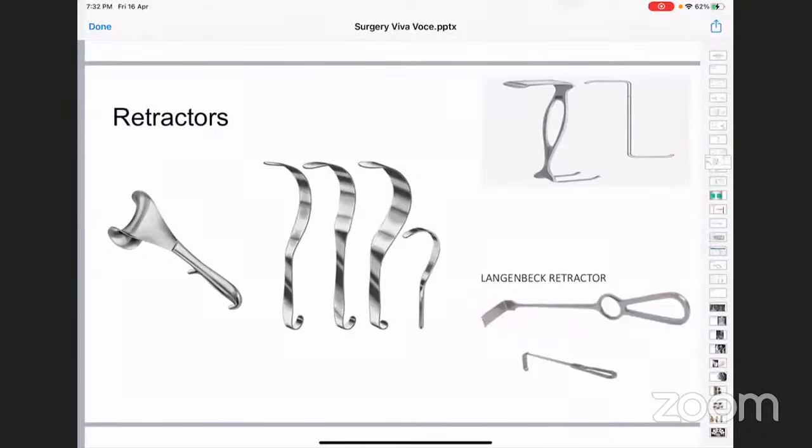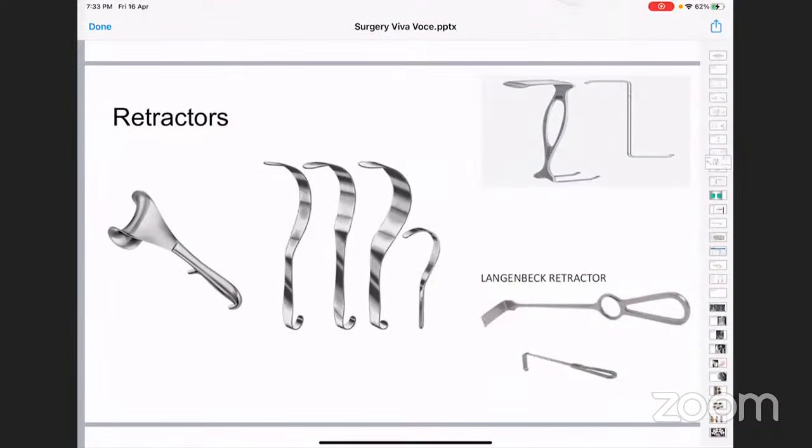So the first one that you can see with a curved blade is something that is called a Doyen's retractor. Okay, DOYEN, Doyen's retractor. And the one next to it, with the curve which looks like the limb of a question mark, is called a Deaver's retractor. So most students that I have seen, and actually myself personally, back when I was a UG, had issues with remembering which one was called Doyen's and which one was called Deaver's.